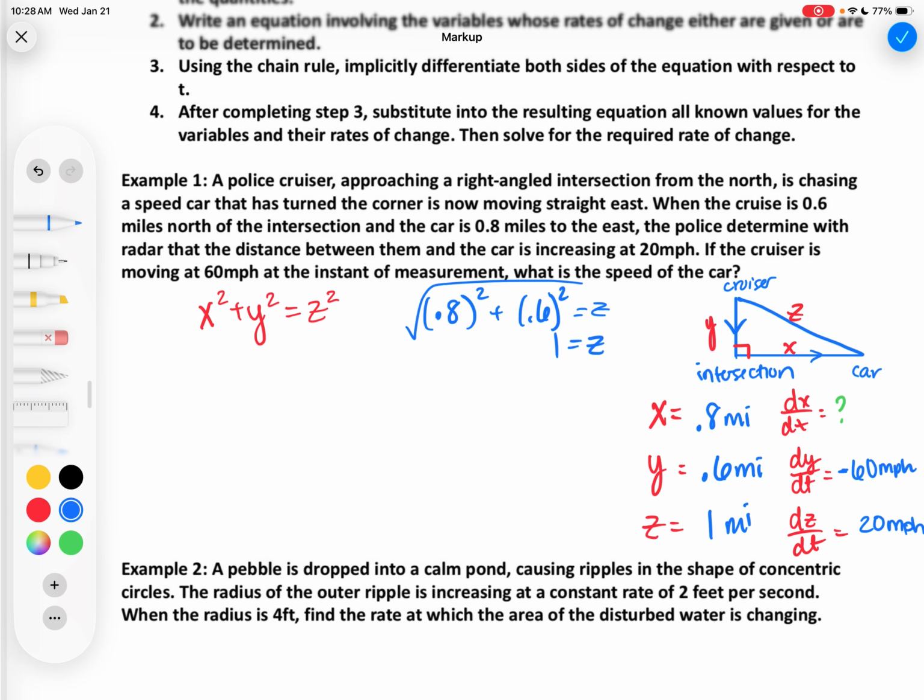Okay, so now I need to find the speed of the car. So that means I'm solving for the derivative that deals with the car. So I'm going to implicitly differentiate all of this. This will be a little refresher of doing that. So we put the 2 in front, so we have 2x. Normally, when we were doing y with respect to x, it would have been y prime, but we're going to write dx/dt because we have a bunch of variables, and t isn't even in our equation. So this will be 2x dx/dt plus 2y dy/dt is equal to 2z dz/dt.